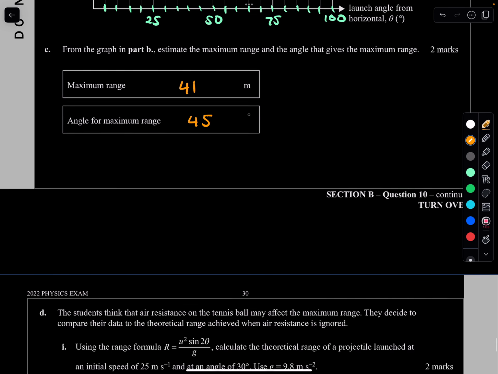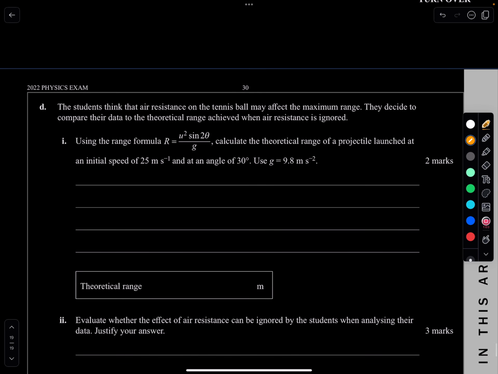Done. Question D. The students think that the air resistance on the tennis ball may affect the maximum range. They decide to compare their data to the theoretical range achieved when air resistance is ignored. So using the range formula, calculate the theoretical range of the projectile launch at the initial speed of this, angle of this, and choose that. Beautiful. So sub those all into a formula.